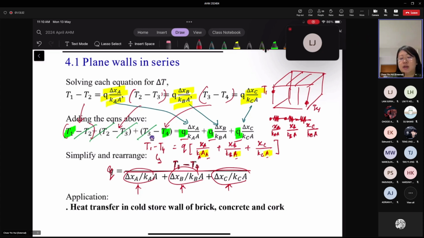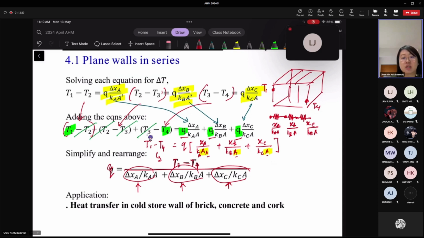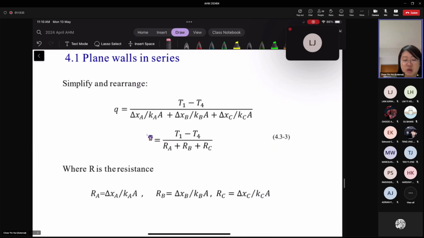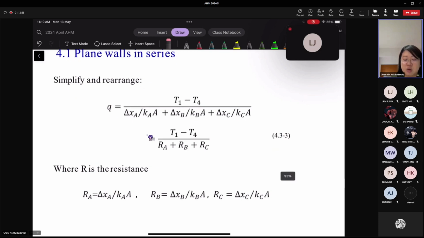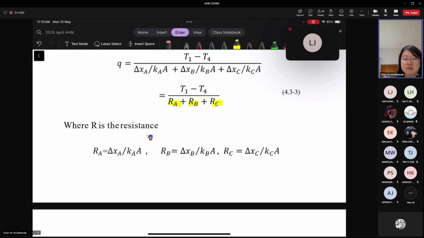All right, so this is the case if we have plain walls in series, whether it's some packaging material, or walls made of different layers of brick, concrete, or an insulation layer, or some equipment or electrical equipment that you are using. You can also simplify it in this form, writing it as the resistance of material A, B, and C.